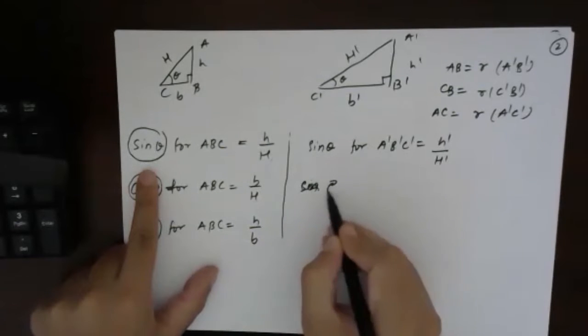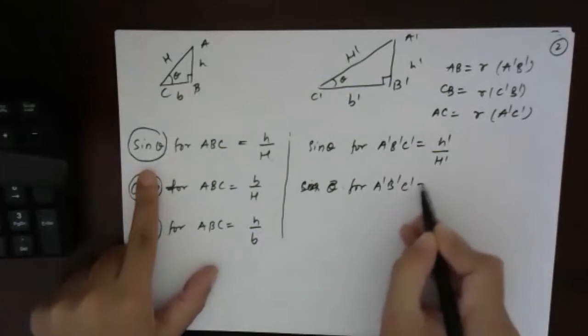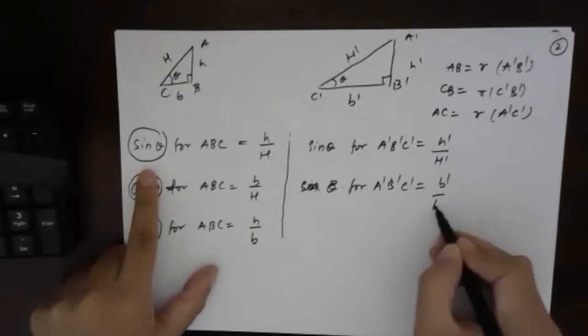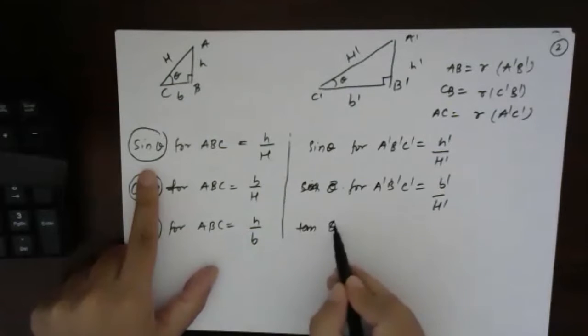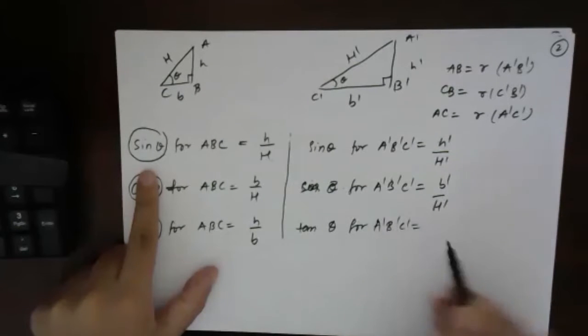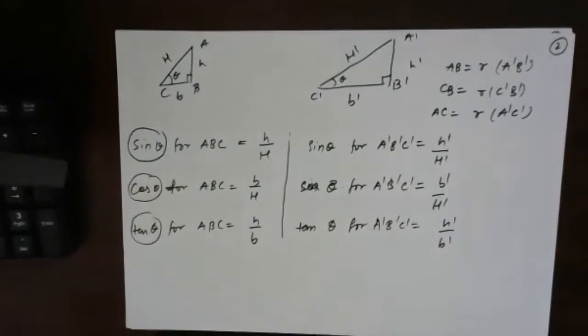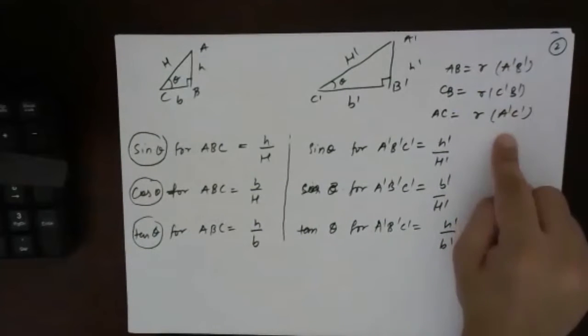Cos of theta for A dash B dash C dash is equal to b dash upon capital H dash. And tan of theta for triangle A dash B dash C dash will be equal to h dash upon b dash. Till here I think everything must be clear. Now we have these ratios given, right?